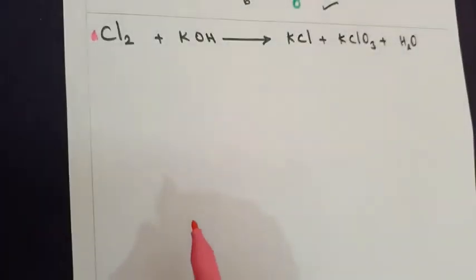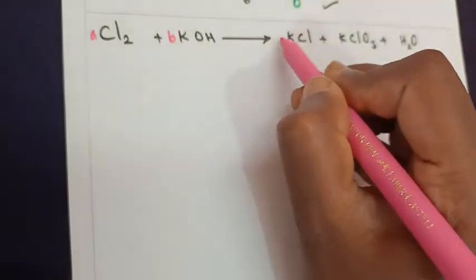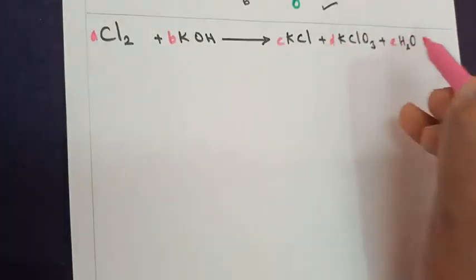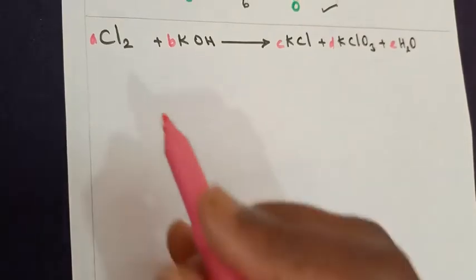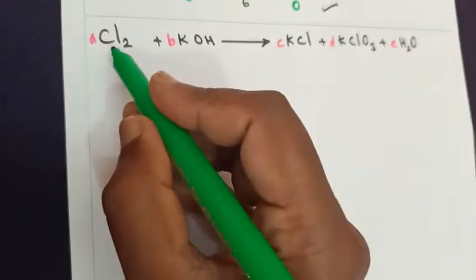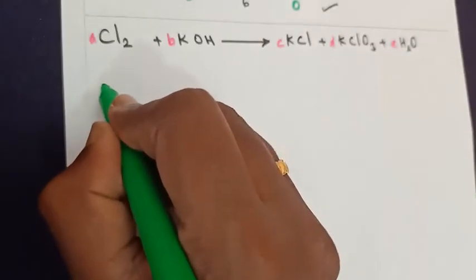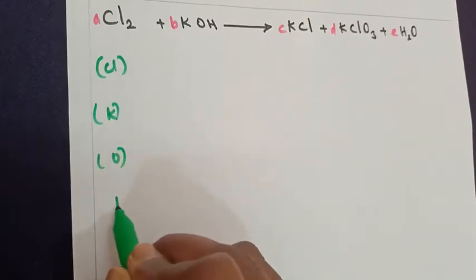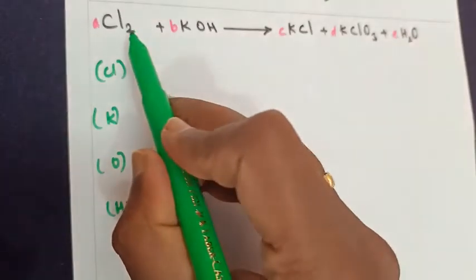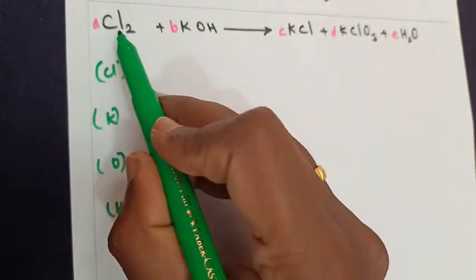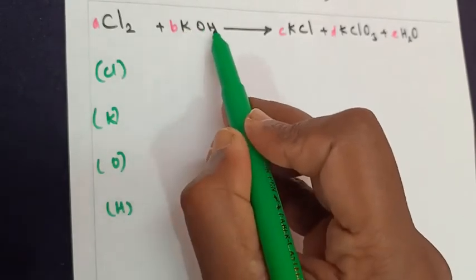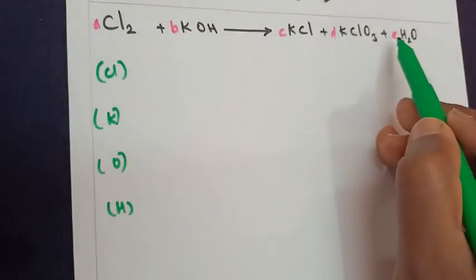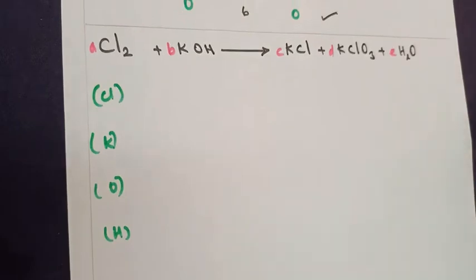As usual, I am representing with the variable coefficients A, B, C, D and E. What's the first step we have to do? We have to represent in terms of the elements that are existing. So chlorine, then we have potassium, then I've got oxygen here, then we have hydrogen. So there are four types of chemical entity: chlorine, potassium, oxygen, hydrogen. The same thing will be repeated on the product side too. Now let's move on to the writing.